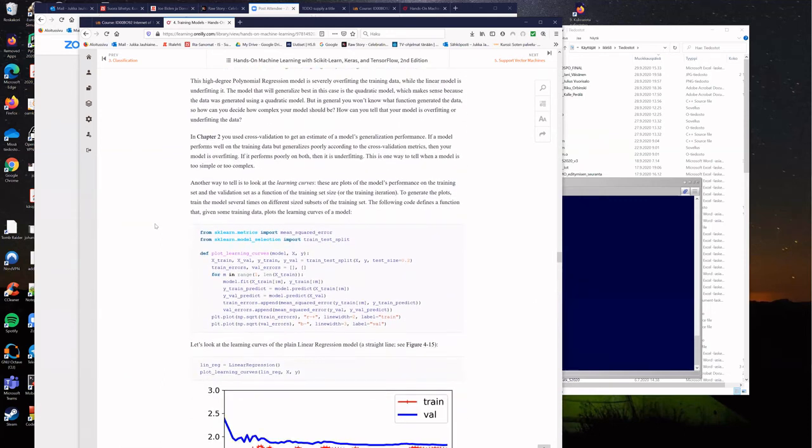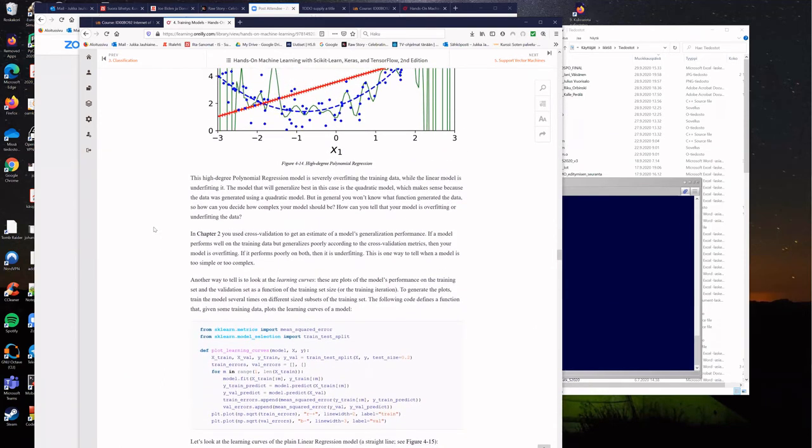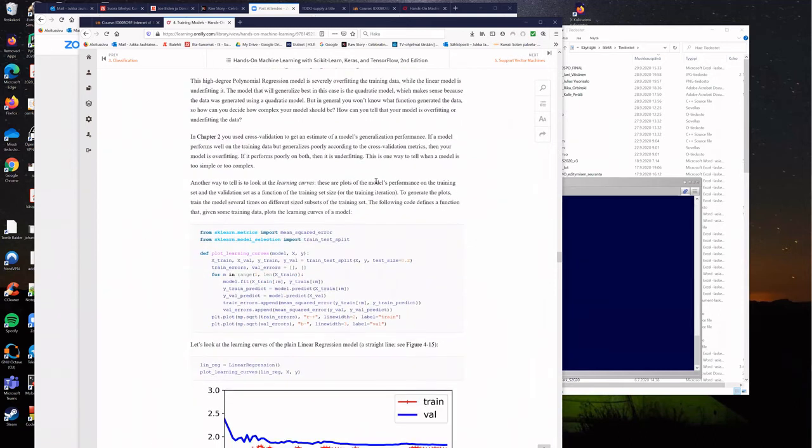So in order to estimate if you are under or overfitting your data, you can use so-called learning curves, which are the plots of the model's performance on the training set.